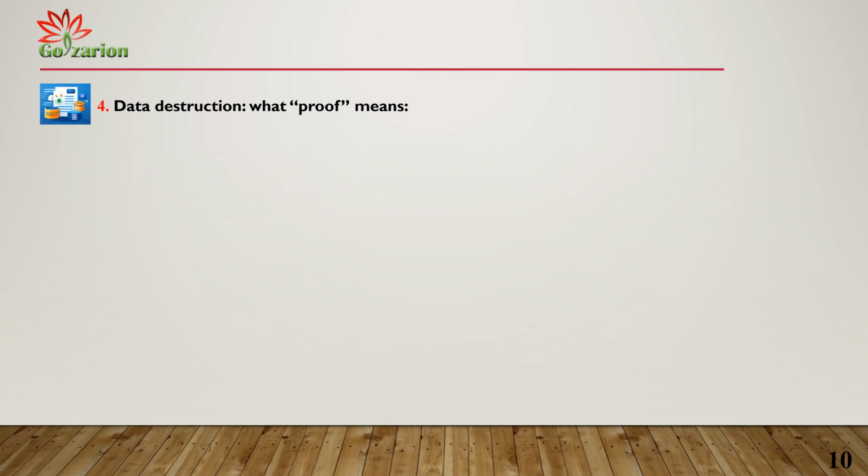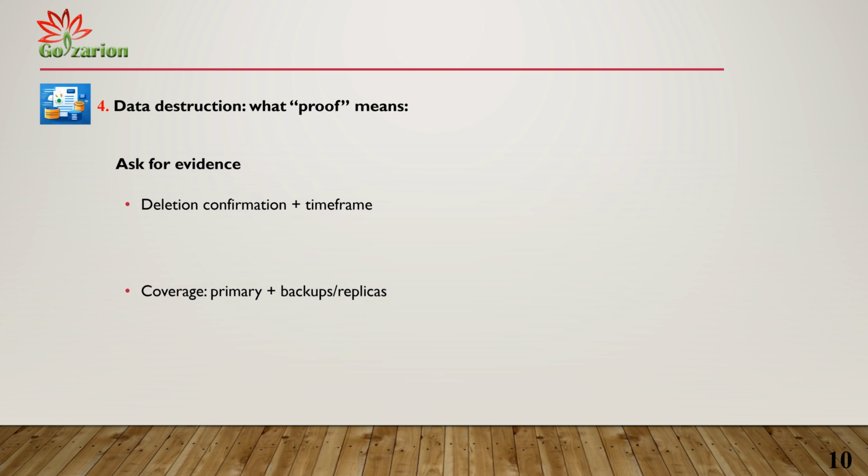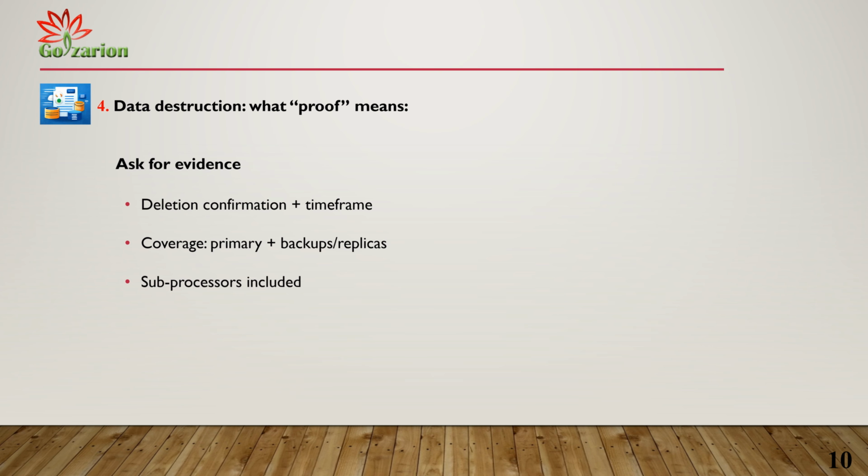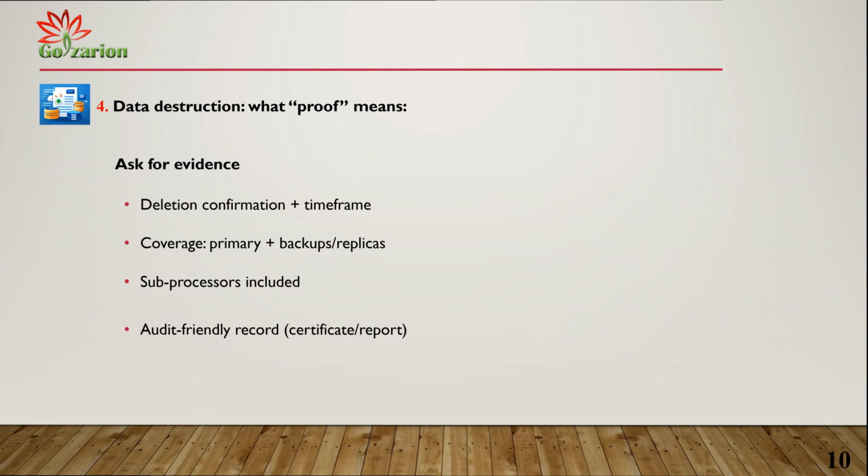What does proof look like in practice? It means you can demonstrate deletion completion within an agreed time frame. And that deletion applies to primary data, caches, and backups. It also means you account for any subprocessors, because deletion isn't complete if the data remains in another provider's environment. If deletion can't be verified, it becomes a compliance risk and a trust risk.